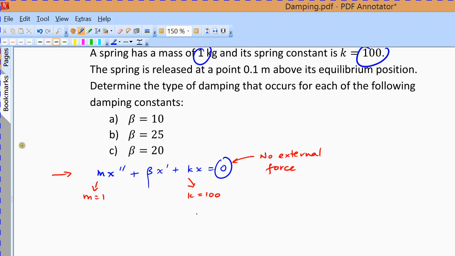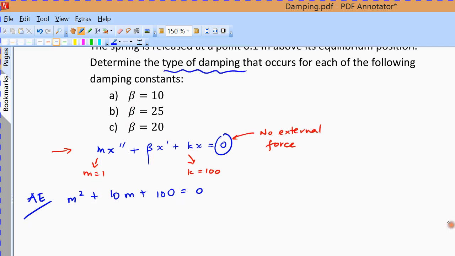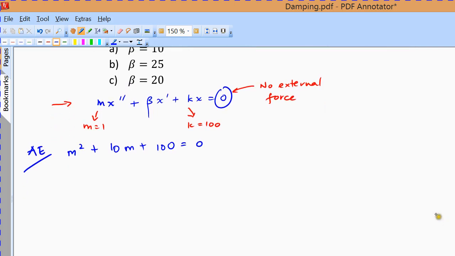So for question A, we can obtain our auxiliary equation by replacing m, β and k. So we get m² + 10m + 100 = 0. Now to determine the type of damping, all we need to know is the type of roots this quadratic equation has, whether real roots, distinct roots or complex roots.